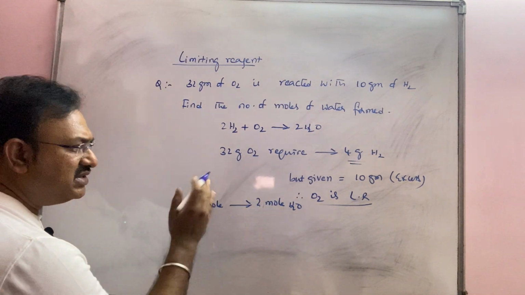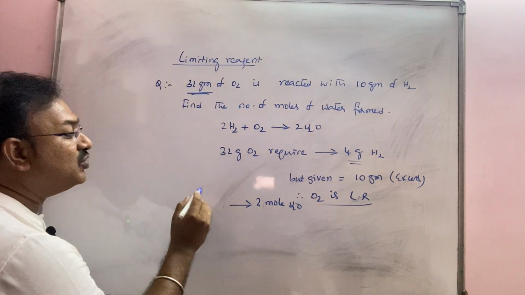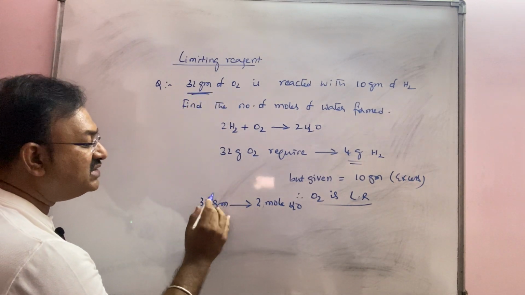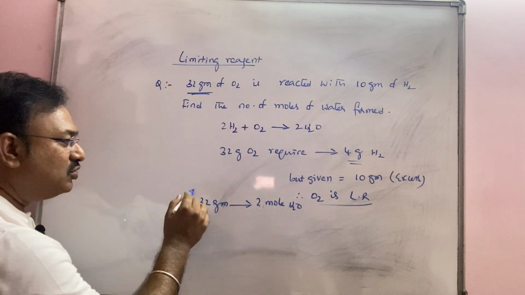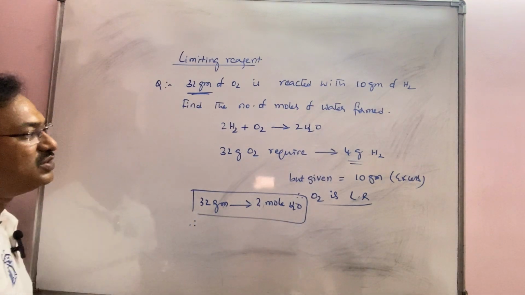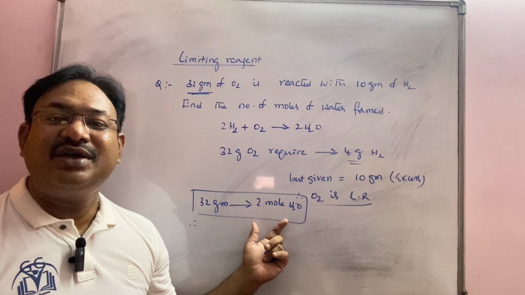Otherwise you can write it like this, instead of moles because I am given weight now. So 32 grams of oxygen reacts with hydrogen and gives 2 moles of water. So this will be the answer now. 32 grams is given. 32 grams of oxygen always gives 2 moles of water.